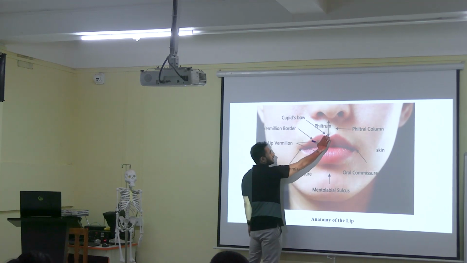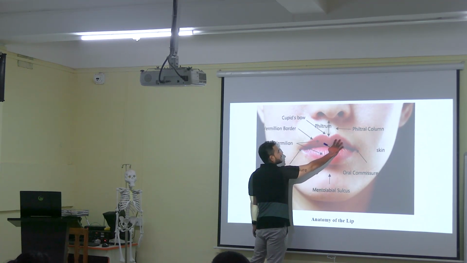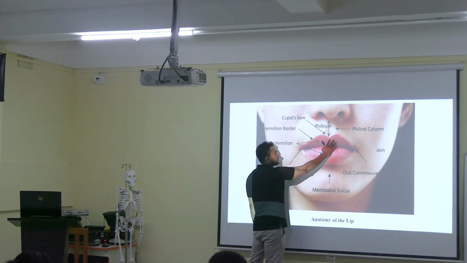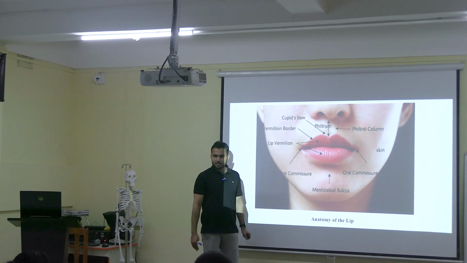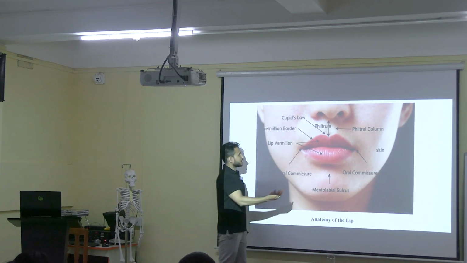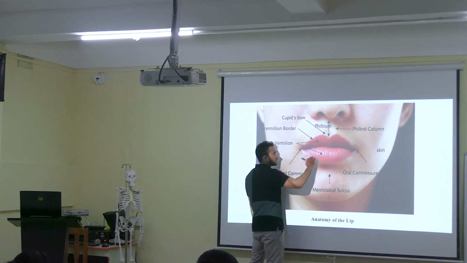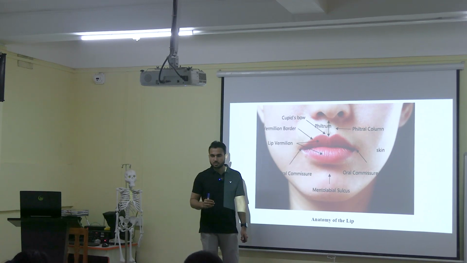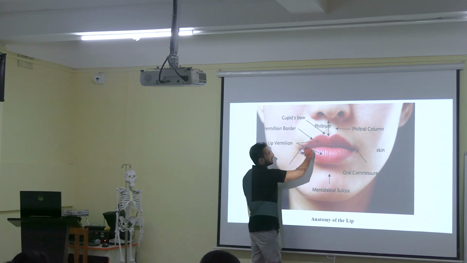Okay. Now one part of the lip is covered by skin, another part of the lip is covered by mucous membrane. Now the part which is covered by mucous membrane, you can see the color is red in nature, or in some cases it is pink in nature. Okay. Now the junction between the skin and the mucous membrane, or the mucosal covering, that is called as mucocutaneous junction, or also called as vermilion border. Okay. Now this is the vermilion border over here.